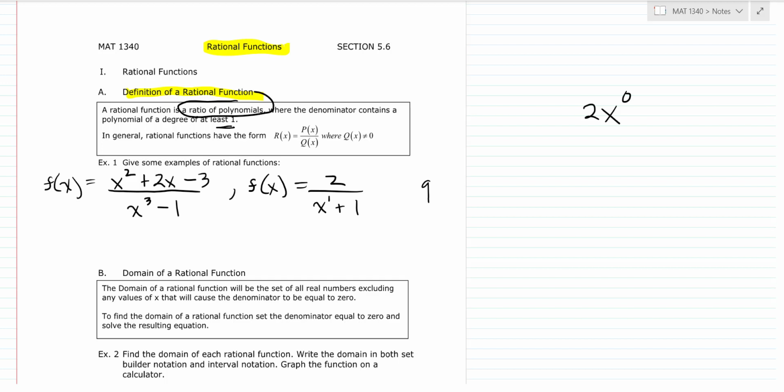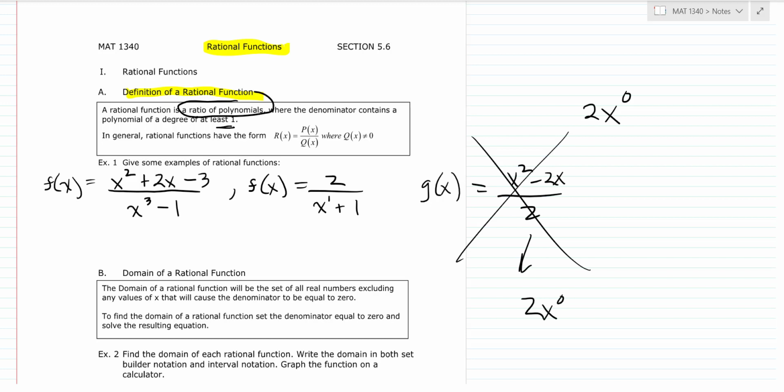Here's something that is not a rational function. If you had x squared minus 2x over 2, that's not a rational function because the denominator doesn't have a high enough power. That would be 2x to the 0. The denominator has to at least have a power of 1 on the x, or anything bigger. So that's kind of what your rational functions are going to look like. The numerator can be a number, but the denominator cannot be a number. You have to have at least 1 power of x in the denominator always.